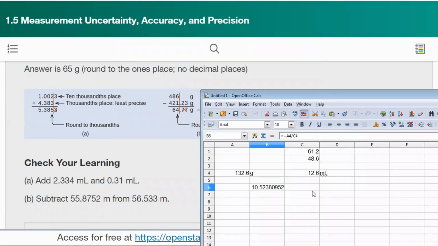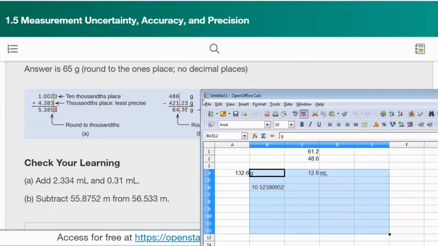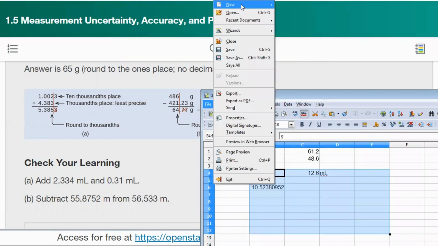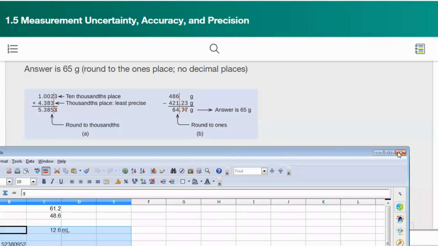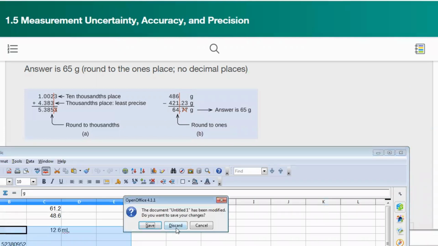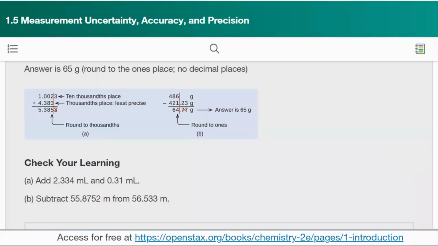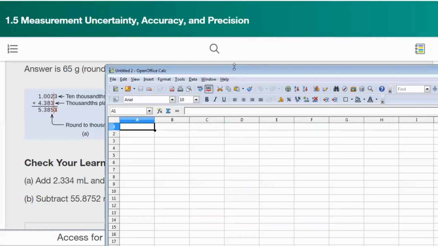Okay, so let me erase this spreadsheet, get a new one. Let me get rid of this. I'll bring a new spreadsheet in. Make this smaller.